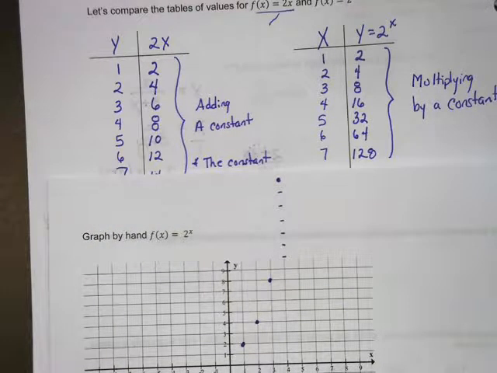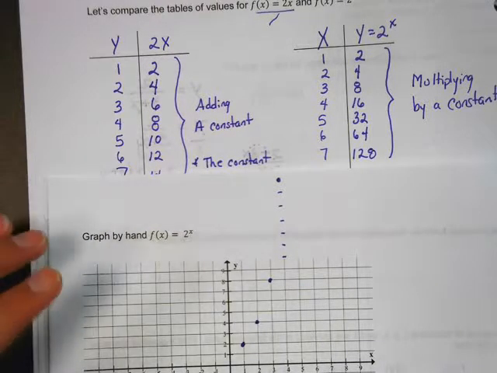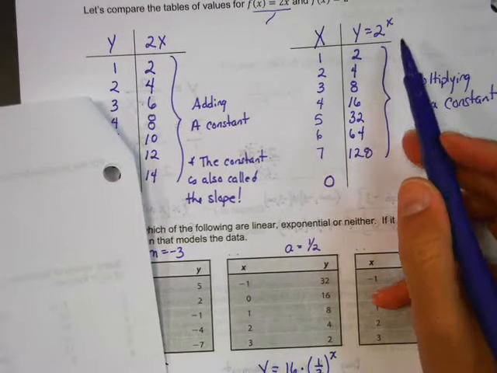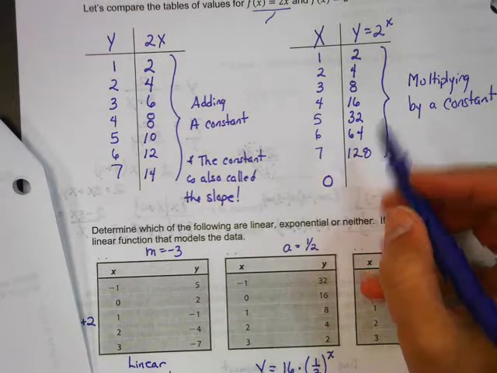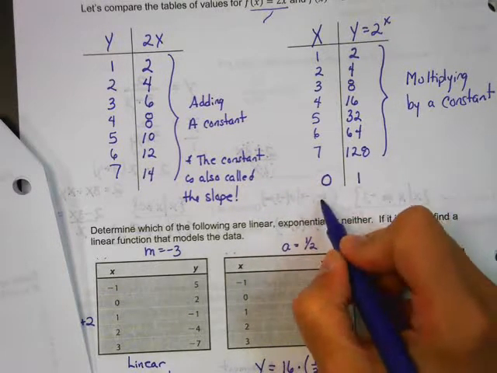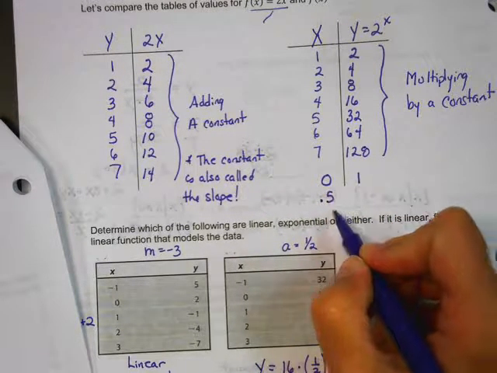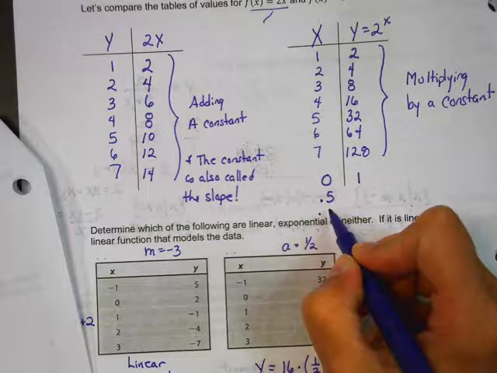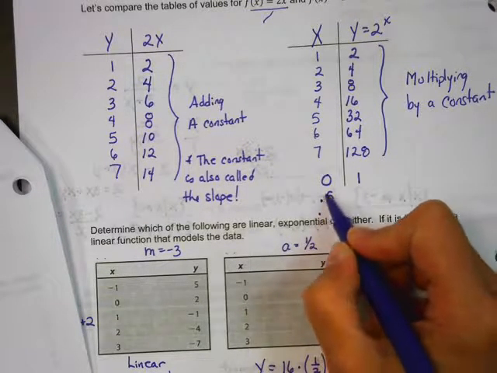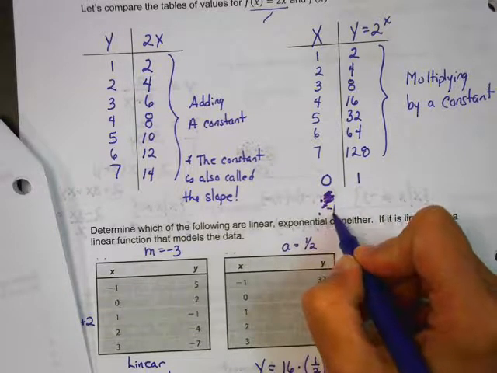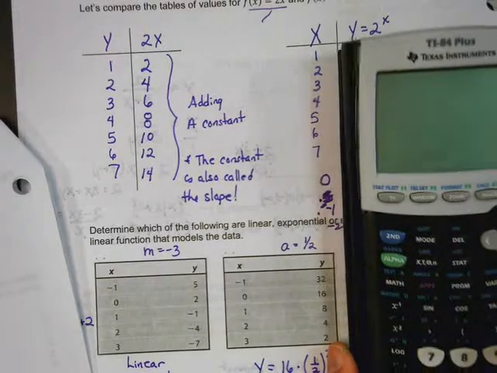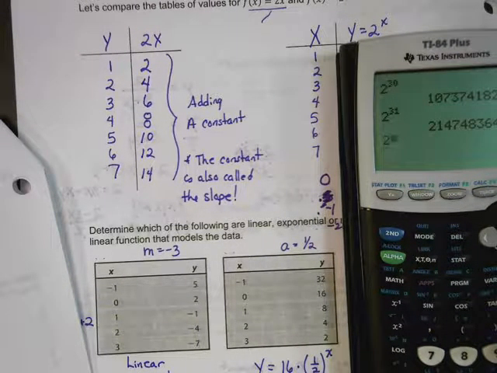So let's look at some values that are a little bit lower. So if my input's 0, what is 2 to the 0? What's anything to the 0 power? 1. Let's even go lower. Let's do -1, and then -2. Let's see what kind of values we get out for -1 and -2. So 2 to the -1.